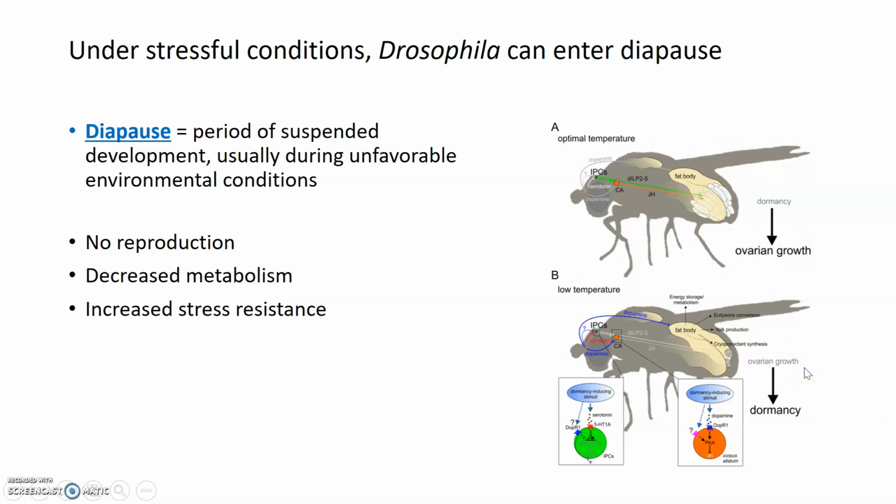The main hallmark of a diapause in Drosophila is that they are not reproducing or producing any eggs. That's due to a decrease in ovarian growth from the beginning. So Drosophila diapause is hallmarked by the fact that there is no reproduction. The flies will also decrease their metabolism and increase their stress resistance, usually through increased expression of stress resistance genes, or anti-stress genes. All of these things together help Drosophila survive the unfavorable environmental condition long enough to ultimately come out of diapause and begin reproducing when things get better in the environment.